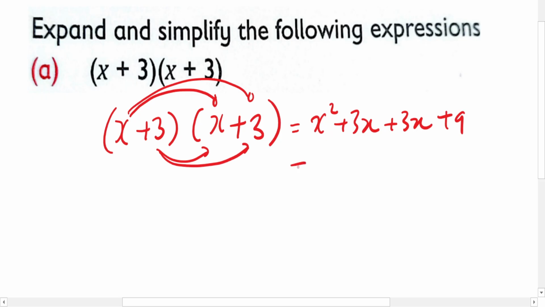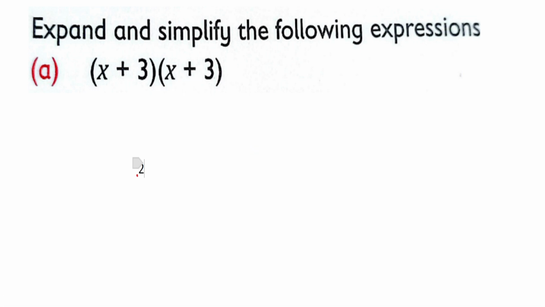And therefore your final answer is going to be x squared. Collect this and this since they are like terms, so it's going to be 6x plus 9. And that is your answer. Very simple. Now there is also another way, and the simplest way. So now the simplest way is this way.